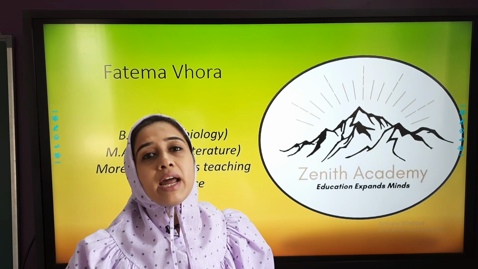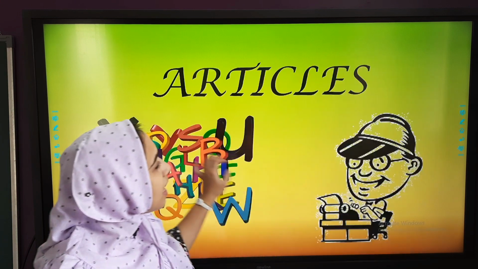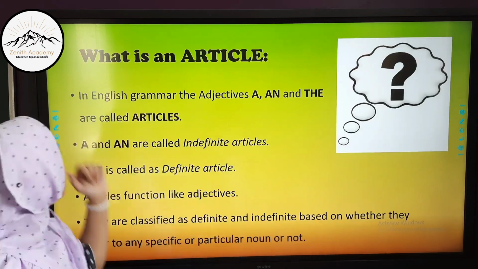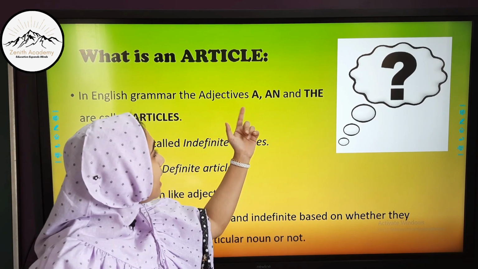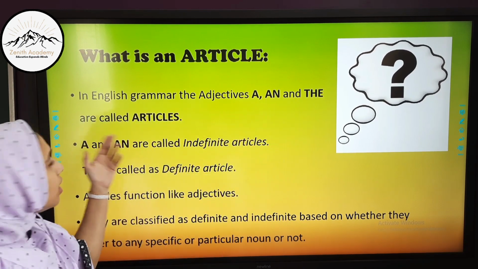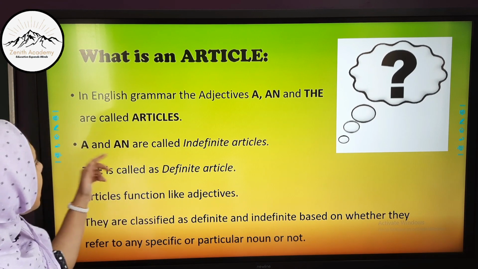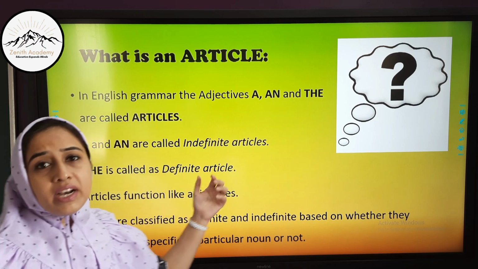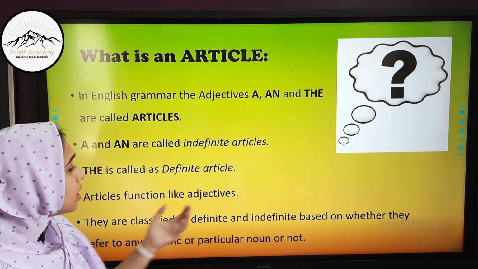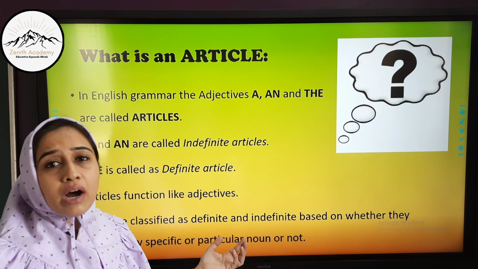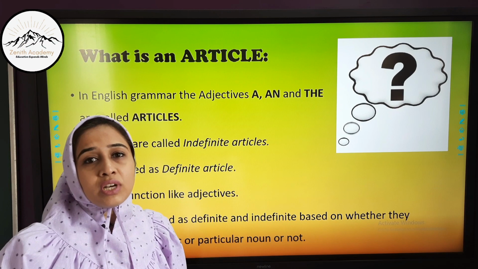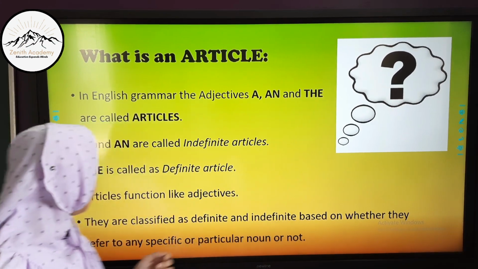Today we are going to cover an important yet basic topic of articles. It is very important while we write a particular sentence in English. Let's see what are articles. In English grammar, the adjectives a, an and the are called articles. A and an are called indefinite articles and the is called a definite article. Why? Because it depends on what kind of noun they are referring to, whether it is definite or indefinite. What does it actually mean, that we will see in further slides.